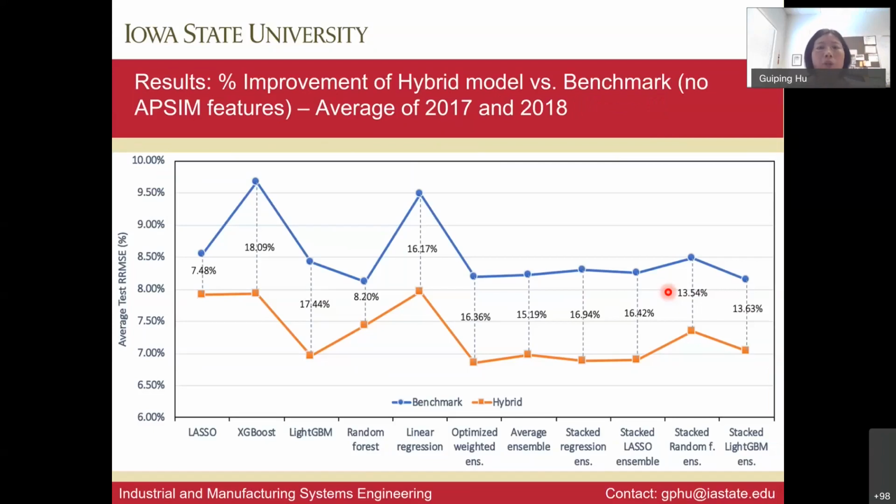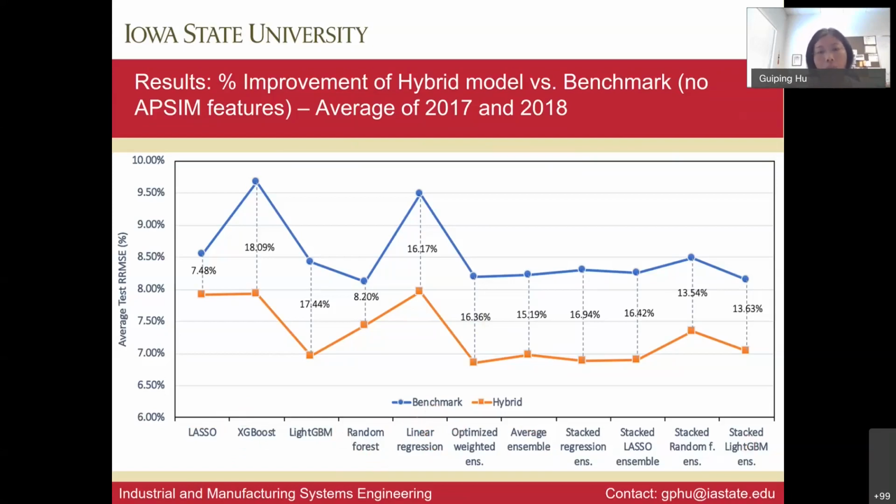And I want to quickly show you some results. Remember the 3 research questions we're trying to address. We have the benchmark, which is on top, the blue line, and then the orange line here is the hybrid model. On the axis over here, we analyzed a variety of machine learning or statistical learning models. The first 5 over here, lasso, XGBoost, LightGBM, random forest, and linear regression, are more standalone models. The rest of those use optimization or ensemble on top of it to combine the different models together.